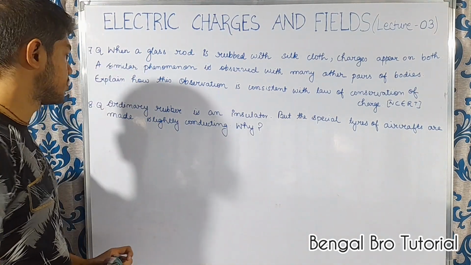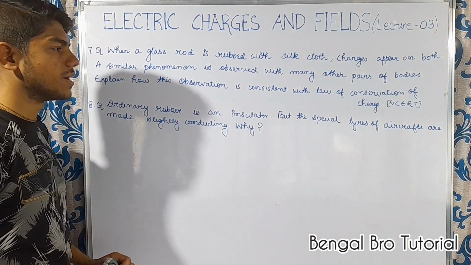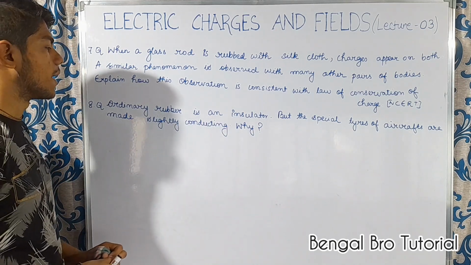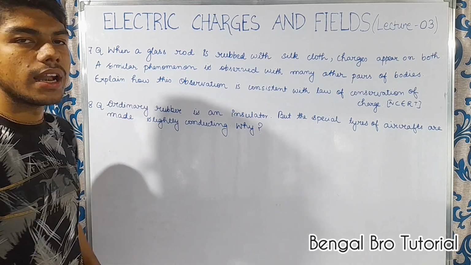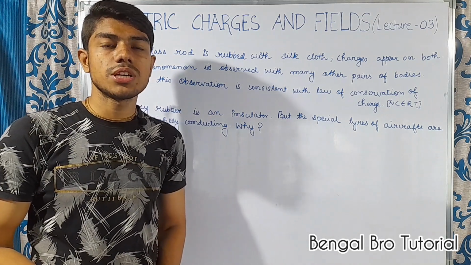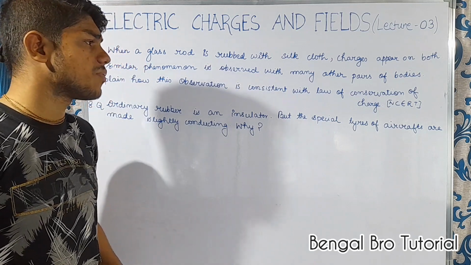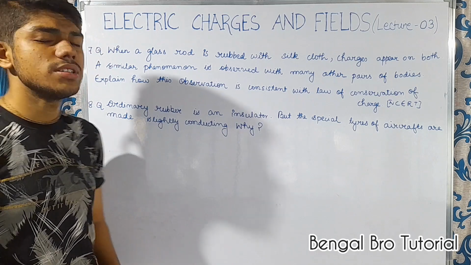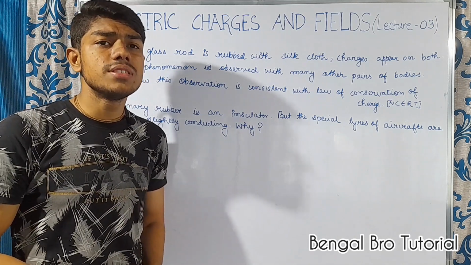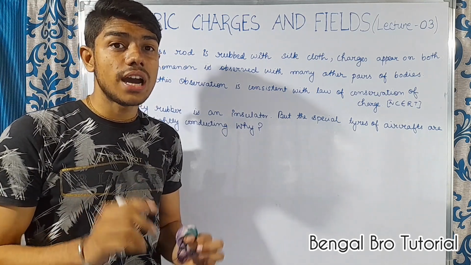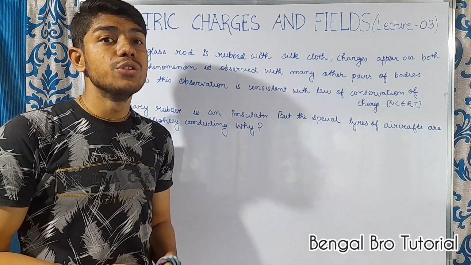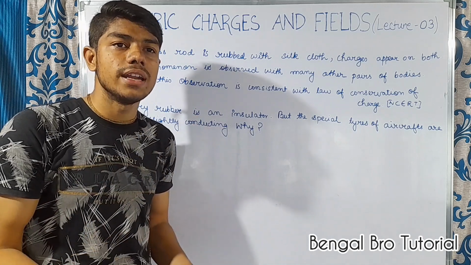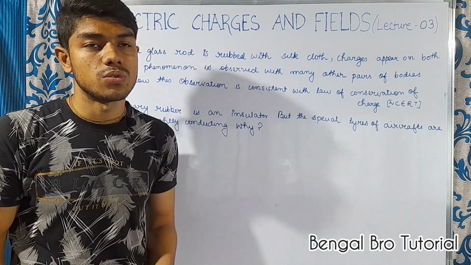Question number 8. Ordinary rubber is an insulator, but the special tires of aircrafts are made slightly conducting. Why? Unlike the normal tires of vehicles which are made up of rubber, the tires of aircrafts are made of special kinds of rubber that are actually slightly conducting. Now this is done so that the charges acquired by the tire due to friction between the tires of aircrafts and the road during landing can get transferred to the ground.